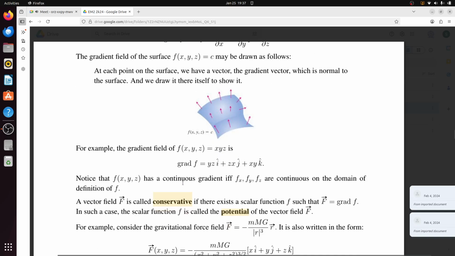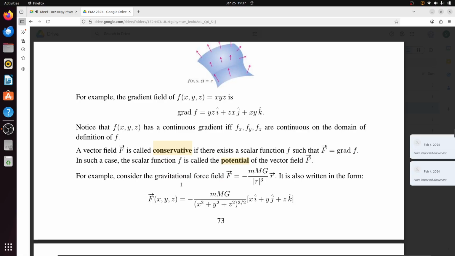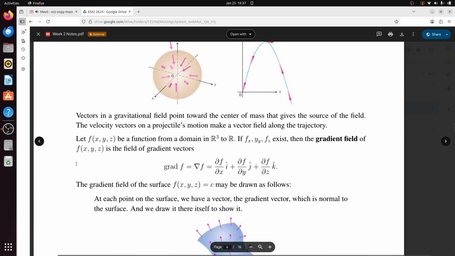These are not important. Okay, there will be maybe some. Okay, so just by saying vector field.